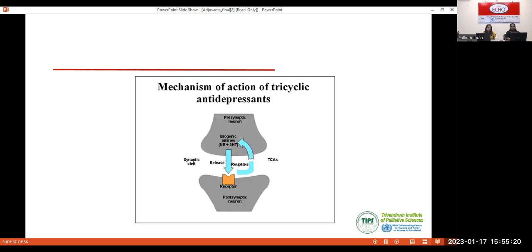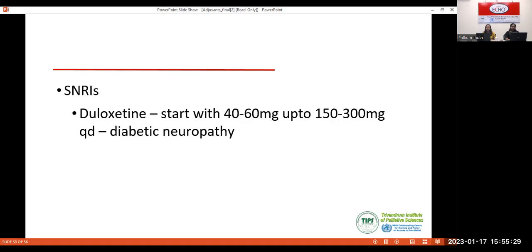I'm not going into mechanism, but when you get this slide, if you are very interested to learn, you can read how this acts as an analgesic. Another drug is duloxetine. Duloxetine is again another antidepressant. The main action of duloxetine is antidepressant, but we use it for diabetic neuropathy. Generally, we start with, here it is written 40 in the textbook, we start with 20 milligram. We give it mostly at night. Very good drug for the peripheral diabetic neuropathy.